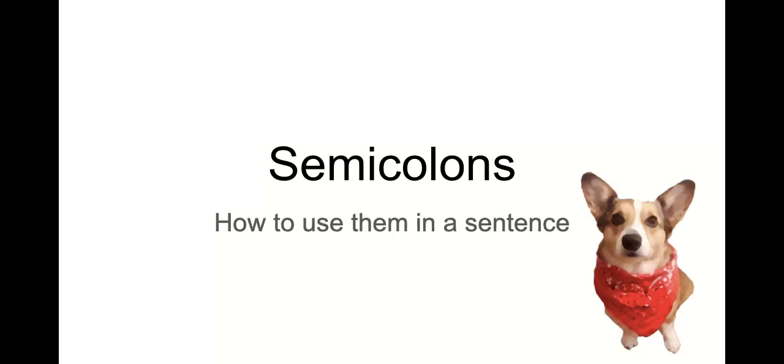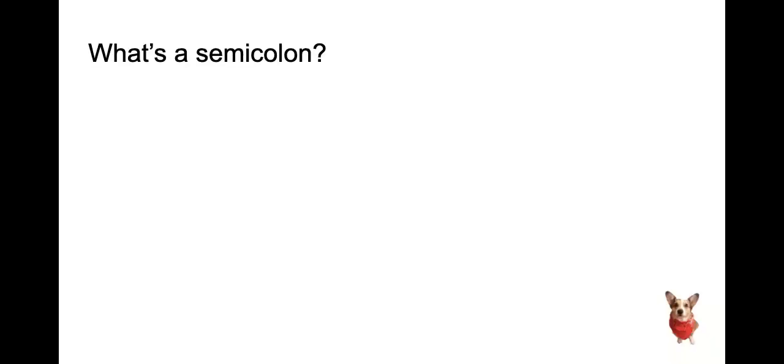Today we're going to talk about semicolons and how to use them in a sentence. So what is a semicolon? Well, in the last lesson, we learned about colons. And today we're learning about something that is quite similar, but it looks a little different. It looks like a comma with a period on top of it instead of two periods stacked together.